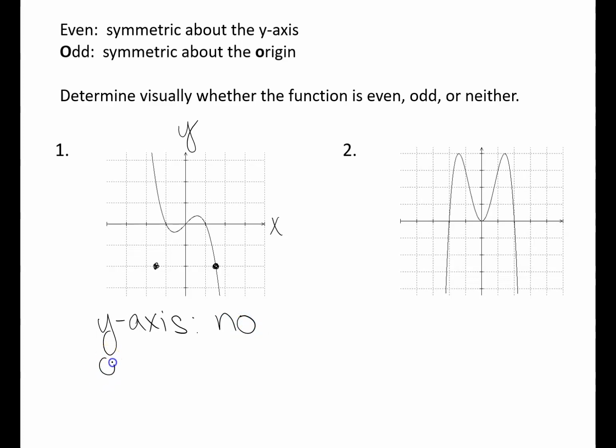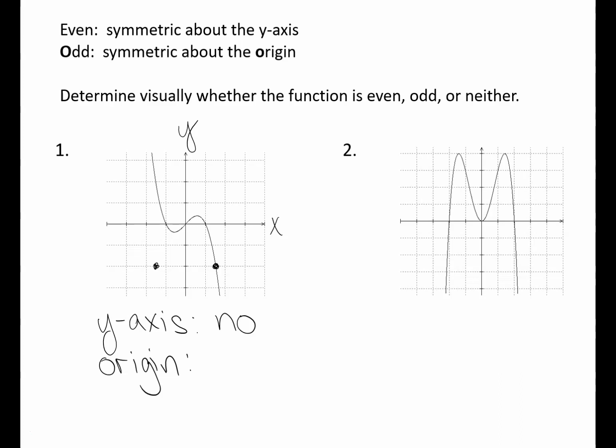We're not checking x-axis, by the way, because we want to know if it's even or odd, and the x-axis symmetry has nothing to do with that. So just y-axis and origin. Okay, so remember when we talked about origin, we said if we turn our paper upside down, would the graph look exactly the same as the original? So think about that for this graph. And yes, it would. So this graph has origin symmetry.